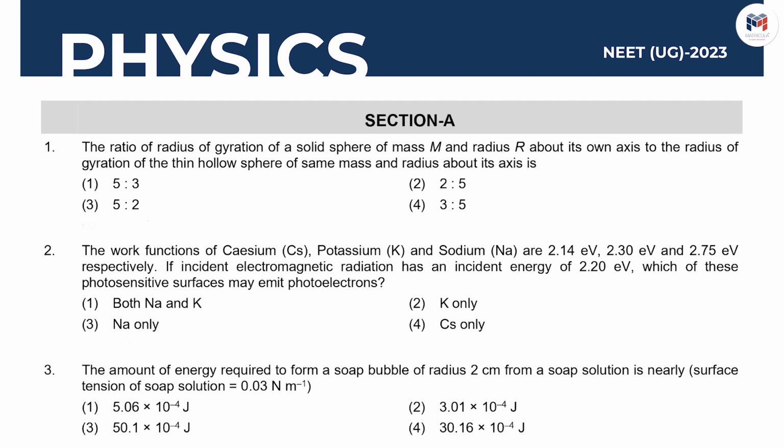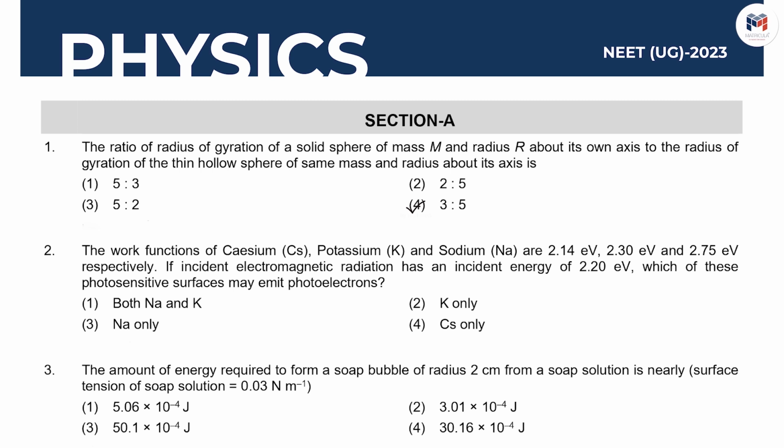Section A, Physics. Question number 1. The ratio of radius of gyration of a solid sphere of mass m and radius r about its own axis to the radius of gyration of the thin hollow sphere of the same mass and radius about its axis is. The answer to the question is option 4, 3:5.